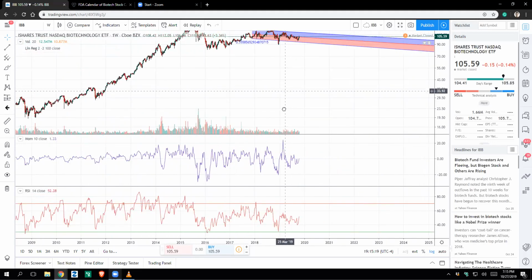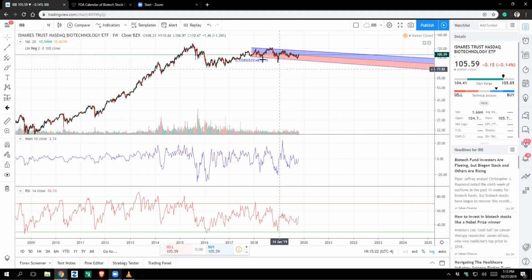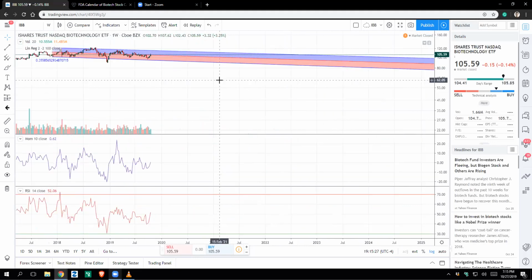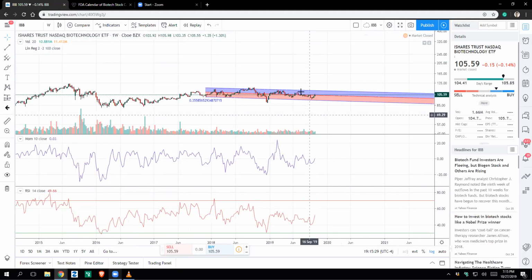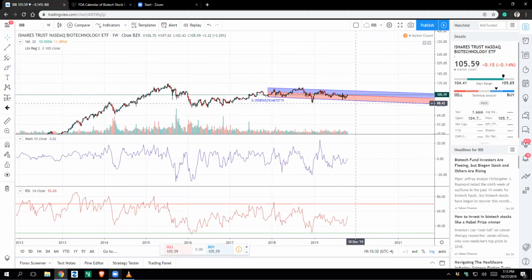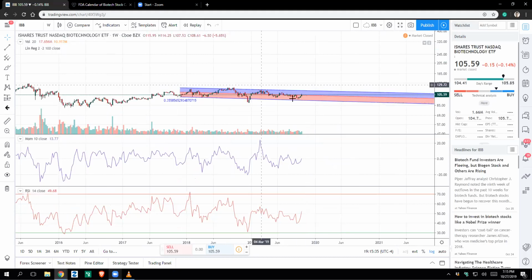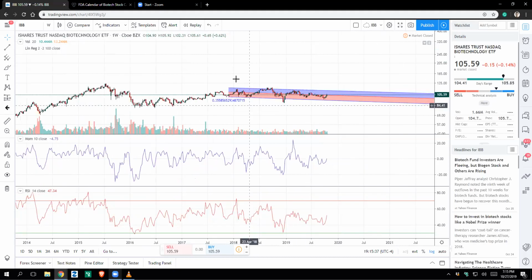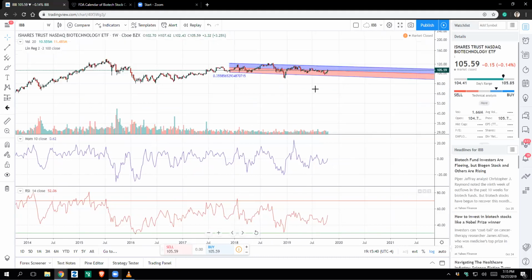So here, if you see on the weekly chart, it's fitting well into this linear regression channel. Again, we see it going up. There is some resistance here around 110. I'm going to post more about this, but this could still go up.